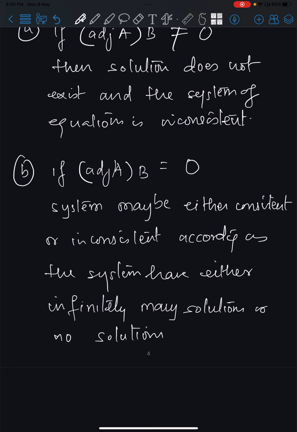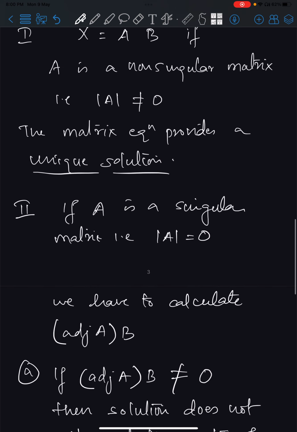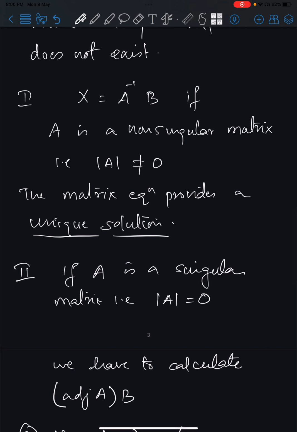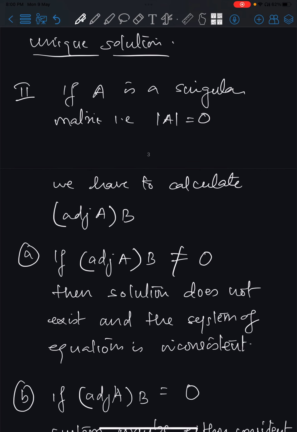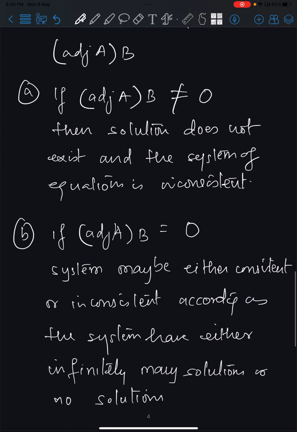The way to check it, I'm just repeating once again. You have to check the determinant A. If it is not equal to 0, it means the inverse exists, so we have a unique solution, so the system is consistent. If determinant A is 0, then we have to check adjoint A into B. If adjoint A into B is not equal to 0, then straight away you can say that the solution does not exist and the system of equations is inconsistent. If it is 0, then it can be either consistent or inconsistent, depending on whether it has no solution or infinitely many solutions.